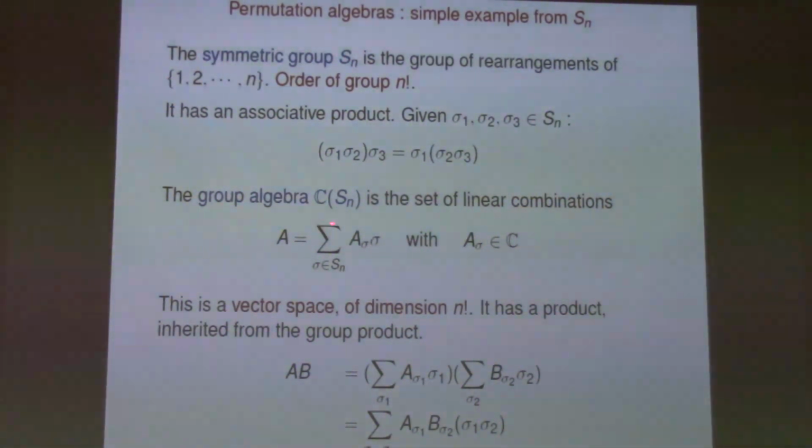Now, from the group, you can construct an algebra. So what is this? This is the set of linear combinations, where you define a formal sum and you allow yourself to have some complex coefficients, C of Sn. Now, there are n factorial coefficients, so this set of things is a vector space of dimension n factorial. It's a vector space with a product, because you take any of these linear combinations, you multiply two of them, and you can just use the product in the group to get, again, a linear combination of group elements times some complex numbers. It's a closed associative algebra.